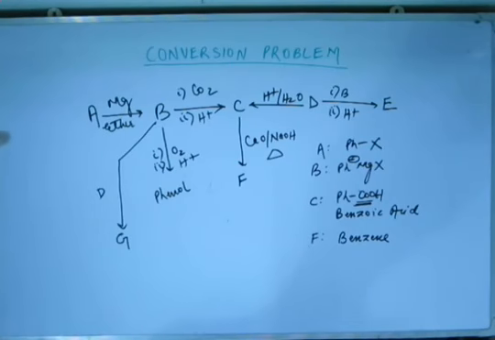So write this statement along with this conversion problem. In that case, D cannot be anything other than cyanide. We have seen that when you hydrolyze cyanide, you get carboxylic acid.